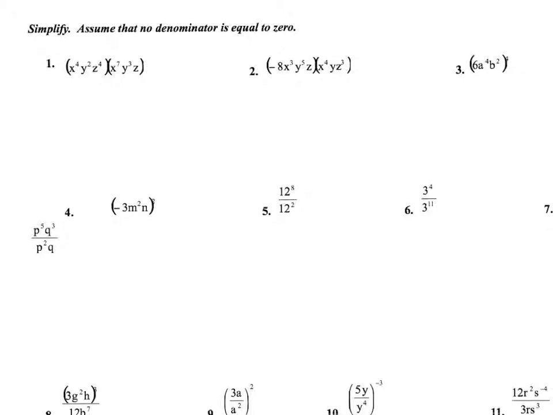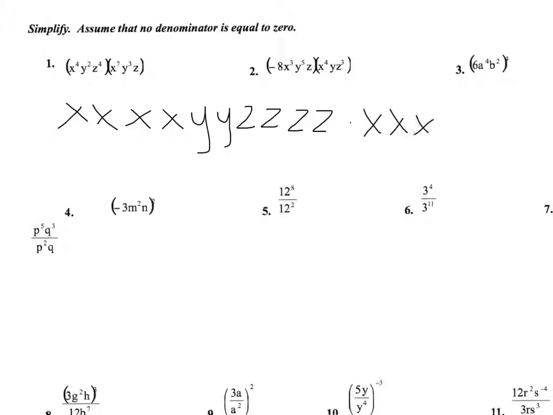In order to do 1, 2, and 3, you have to not be lazy and write them out. So I'm going to write out number 1 for you. X to the 4th, y squared, z to the 4th. I'm going to multiply that by x to the 7th. Yikes, I'm going to have to write x 7 times. 1, 2, 3, 4, 5, 6, 7. Y cubed, running out of room, and z.